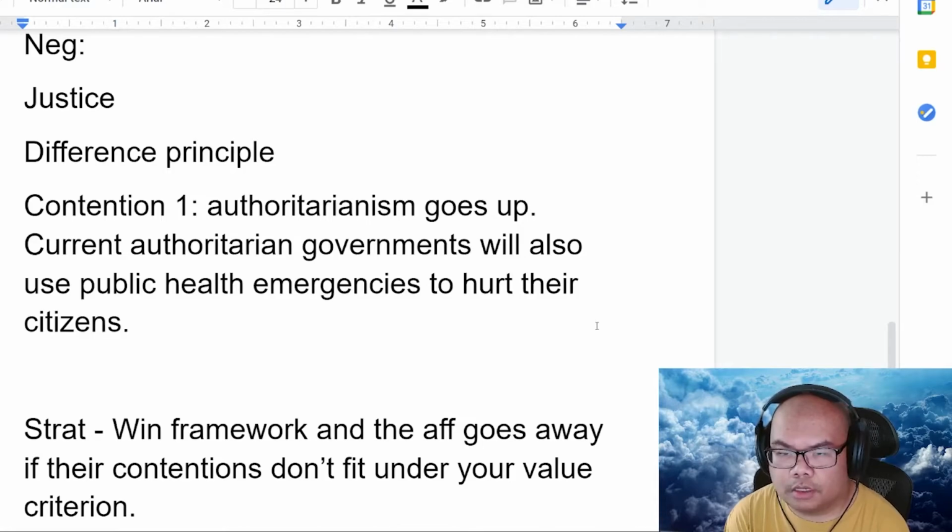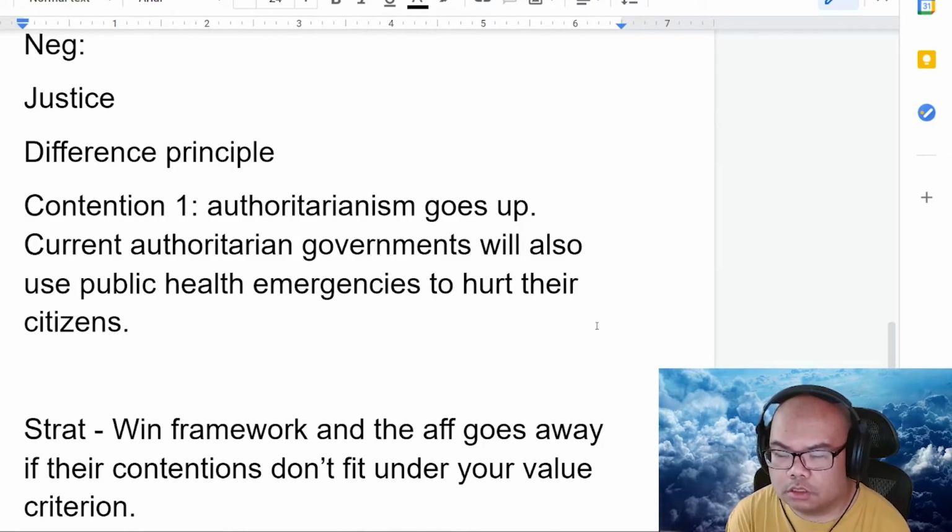And another impact that can be utilized and should be utilized within authoritarianism is that authoritarian governments generally are the ones that go to war with each other, and that causes pain and suffering to the degree that it is scary. So why does this contention meet the negative's value criterion?